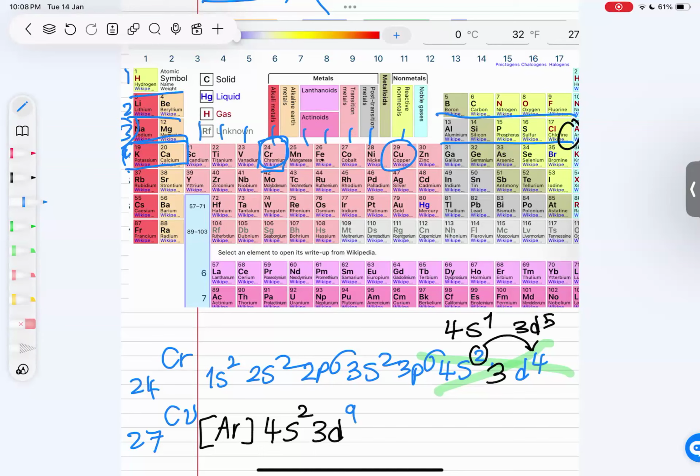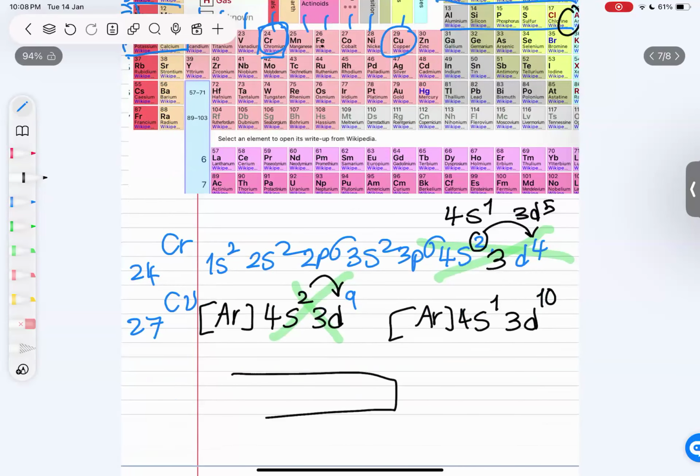I will do the same exception. So it will not be like that. It will be argon 4s2 3d9. I'll take one electron from here and put it here. It will be 4s1 3d10. If you want to know the explanation, I will say it one time and then stop. The electrons and the atoms prefer to be either full or half full. This means the configuration like that is better than this one.